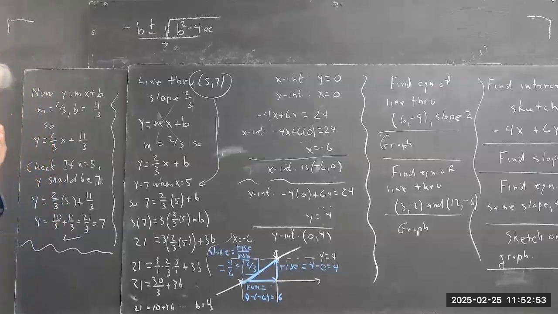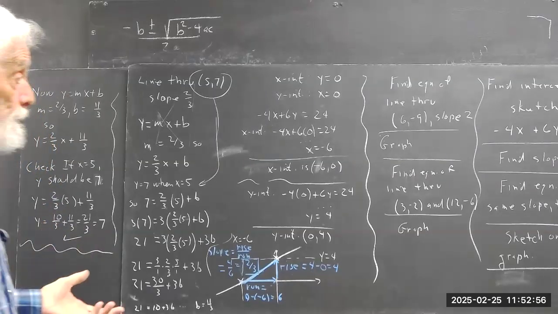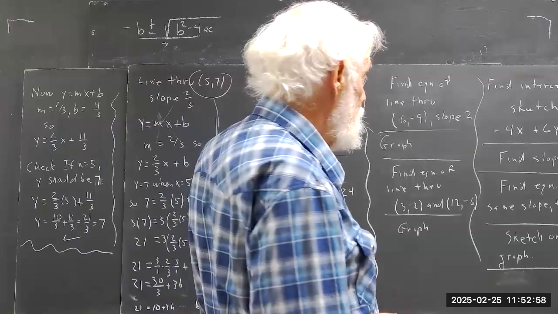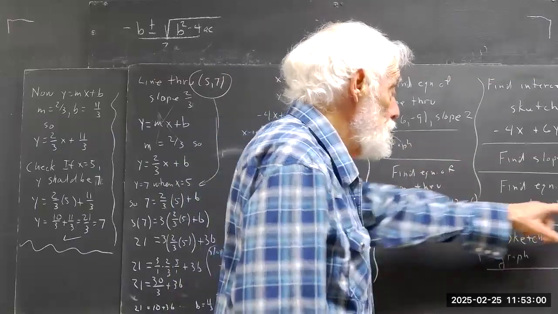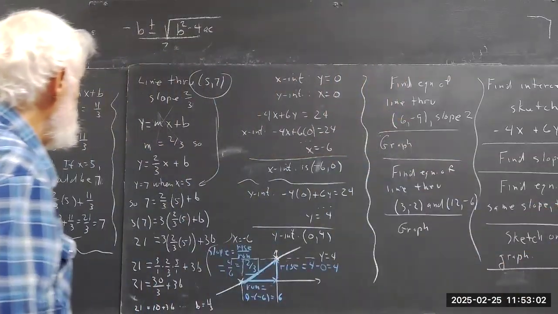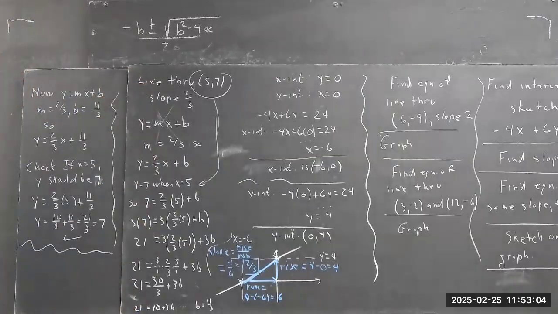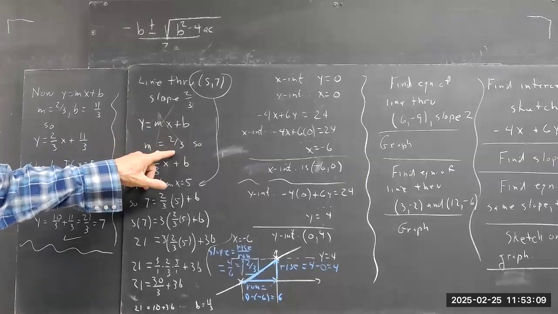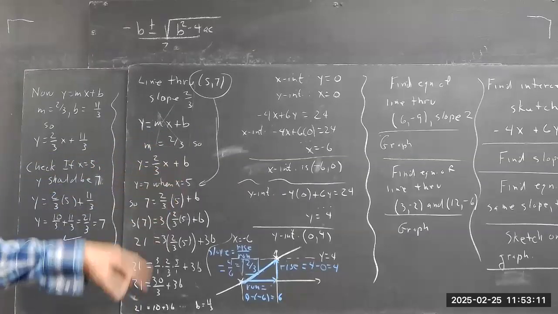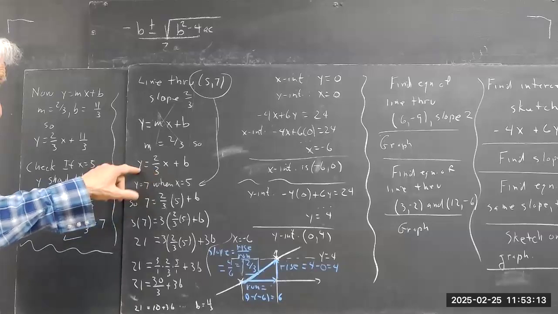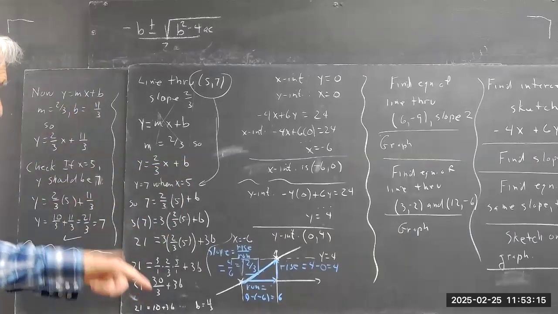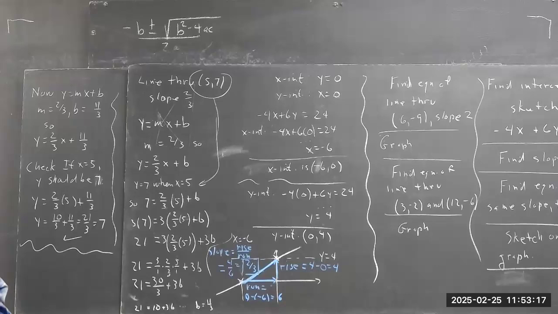Okay. Again, find the equation with a given slope through a given point. We can do this. Okay. We can write y equals mx plus b. We can write the slope. So we get this. And then we take the coordinates of the point, plug in here and solve for b. And then we get our equation. Okay. That's important.